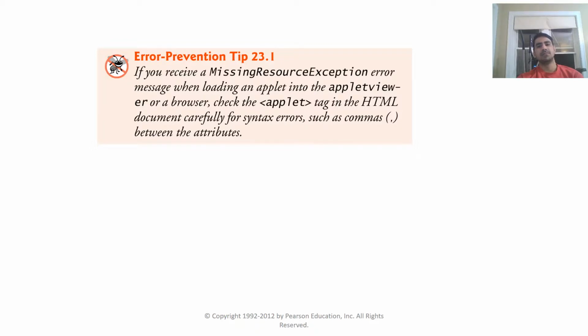And in the error it will show things such as commas between the attributes whenever an applet is missed. So we need to take care of that whenever we are writing an HTML document or running it, we need to have a compulsory applet tag.